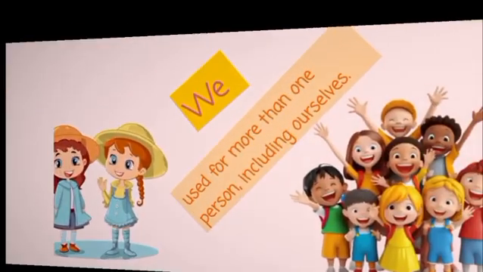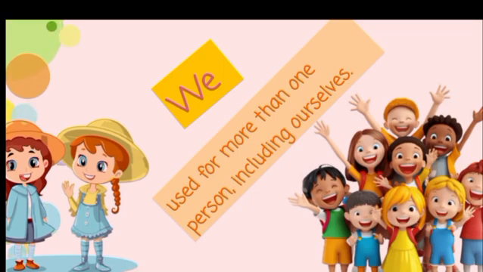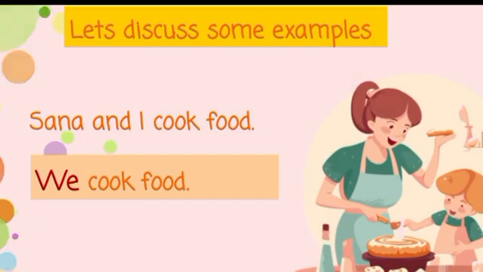Next we have we. We use for more than one person including ourselves. Remember again, including ourselves. For example, if I say Sana and I cook food, now I will replace Sana and I with pronoun we. When we are included along with other person, then we will use pronoun we. We cook food. This is a pronoun of Sana and I. Sana and I is replaced by pronoun we.